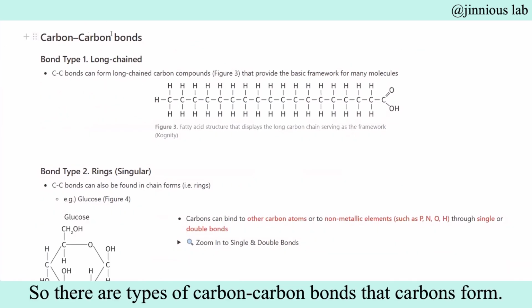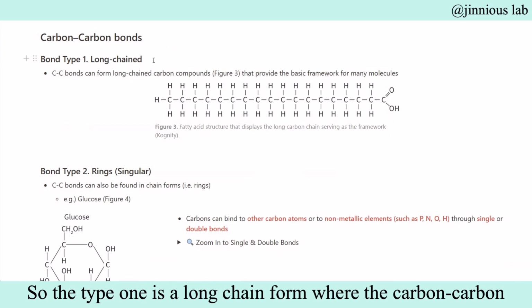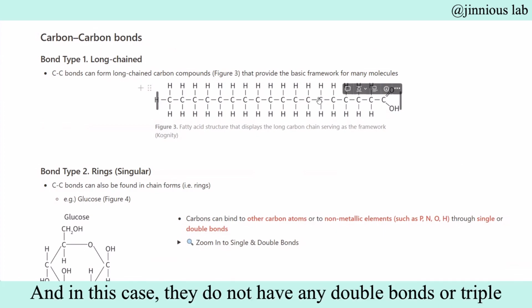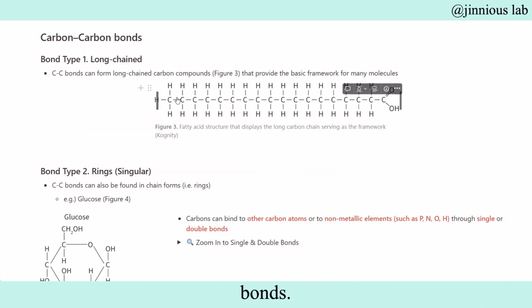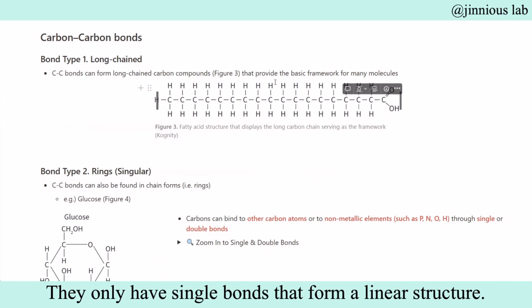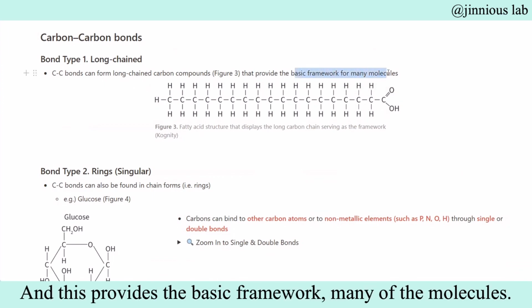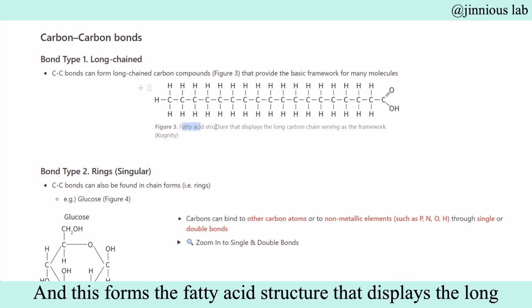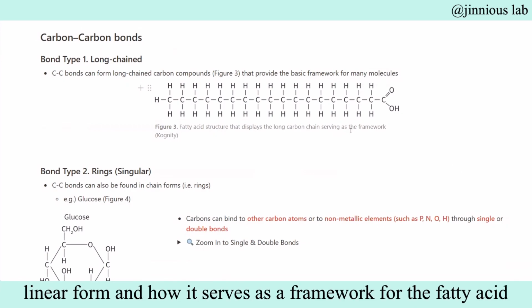So there are types of carbon-carbon bonds that carbons form. Type 1 is a long chain form where the carbon-carbon bonds can form long-chained carbon compounds. In this case, they do not have any double bonds or triple bonds. They only have single bonds that form a linear structure. This provides the basic framework for many of the molecules. This figure involves multiple single-chained carbon-carbon bonds, and this forms the fatty acid structure that displays the long linear form and how it serves as a framework for the fatty acid molecule.